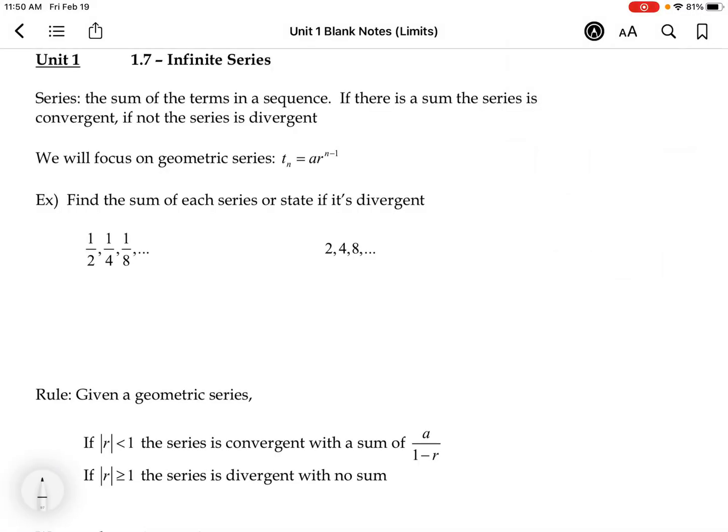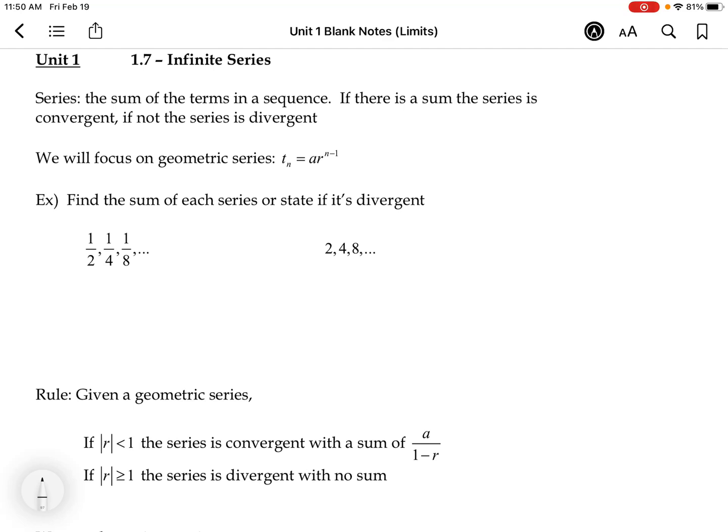Hi everyone, we're going to talk today about infinite series, and a series is the sum of a sequence, the sum of the terms in a sequence. So yesterday we looked at a bunch of different types of sequences, and today we're going to look at specifically the sum of a geometric sequence.